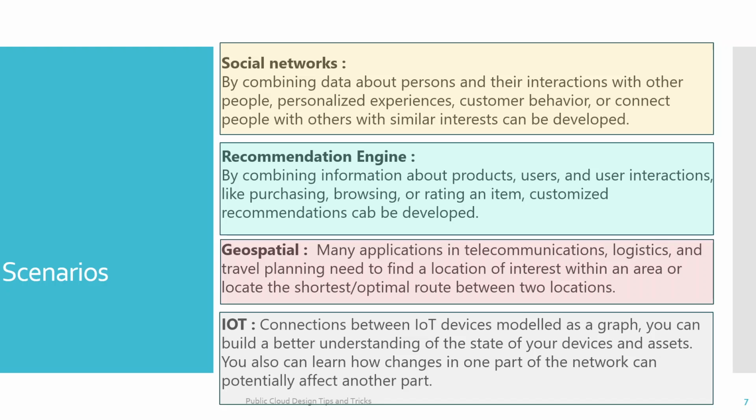And the last one is Internet of Things, IoT. So you have different IoT devices, and you can place all the devices together within the graph landscape, and then you can build a better understanding of the state of your devices and assets. So these are the common scenarios that come up in graph databases.